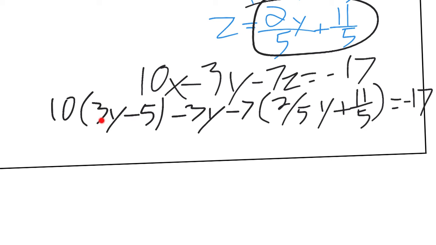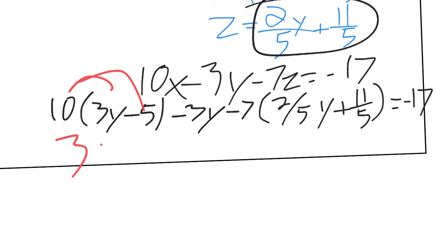So I have 3y minus 5, and then I subbed out the z with that 2 over 5y plus 11 over 5. So you see here we only have the letter y now, which means after I distribute and combine like terms, I can solve this equation for y, and then I can go back and plug it in and figure out x and z.